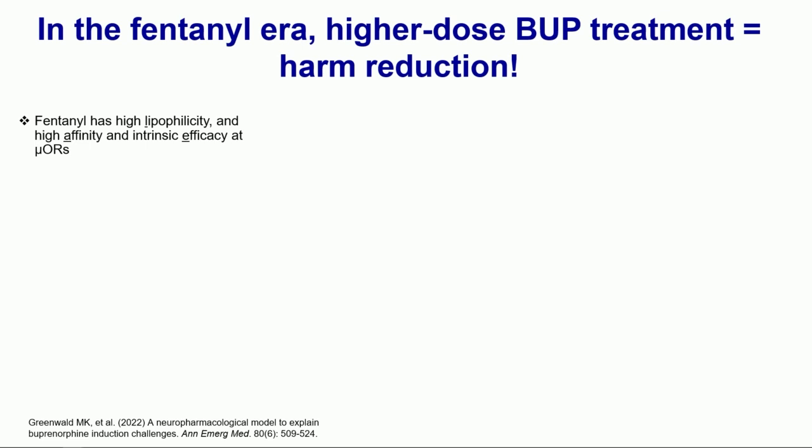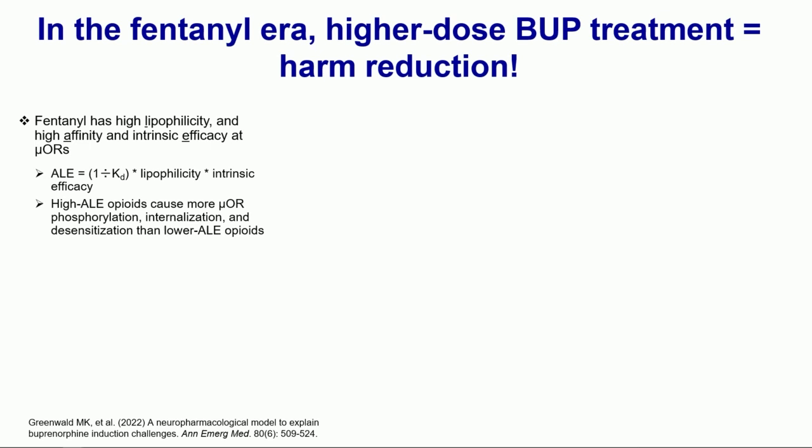So fentanyl, as you all know, has high lipophilicity, it's got high affinity, and high intrinsic efficacy at mu opioid receptors. So affinity is A, lipophilicity is L, intrinsic efficacy is E. We developed in a paper that we published last fall this idea of an opioid agonist having an ALE value. It's the mathematical product of those three parameters.